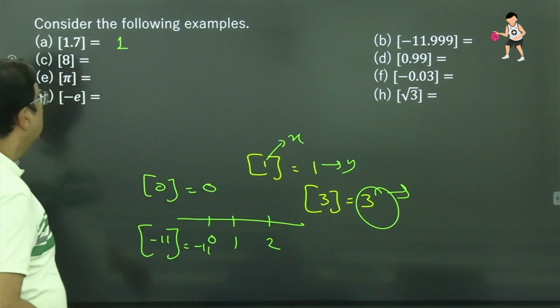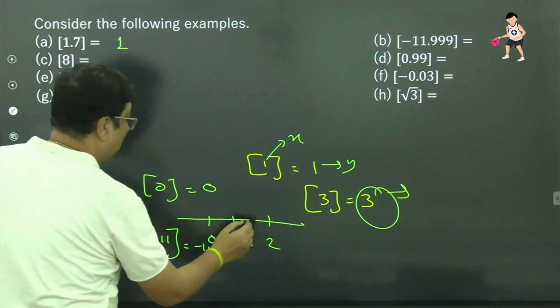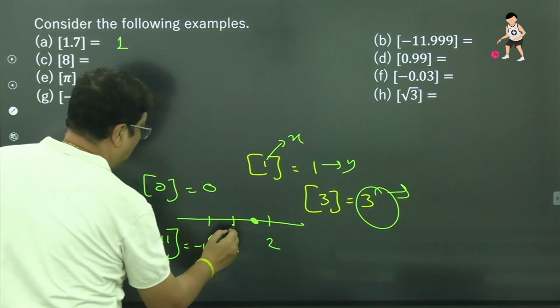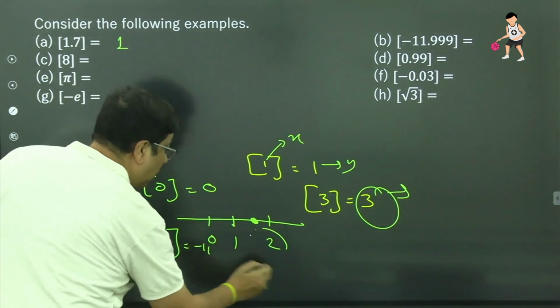So the box of 1.7, lying between 1 and 2, we have to take 1. If we take 2, then what will happen? Suppose box of 1.7 equal to 2, it will not satisfy the definition of the box function, because this value is not less than or equal to x. This value has to be lesser than x or equal to x, so we cannot take this.